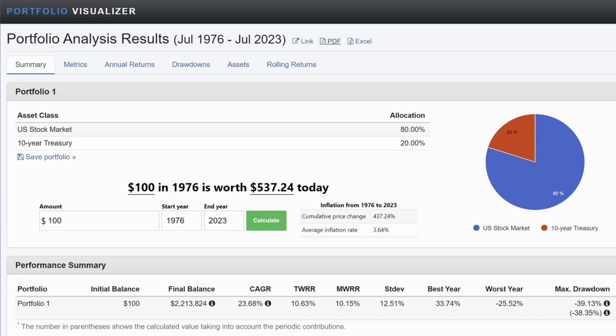We're going to be starting with the younger folks who started investing in their 20s. If they started investing when they were age 20, that would give them 47 years to invest between the years of 1976 and 2023. They would only need to start investing $100 per month starting in 1976.